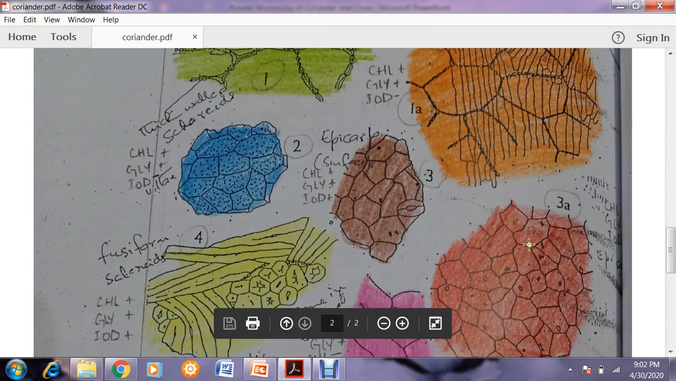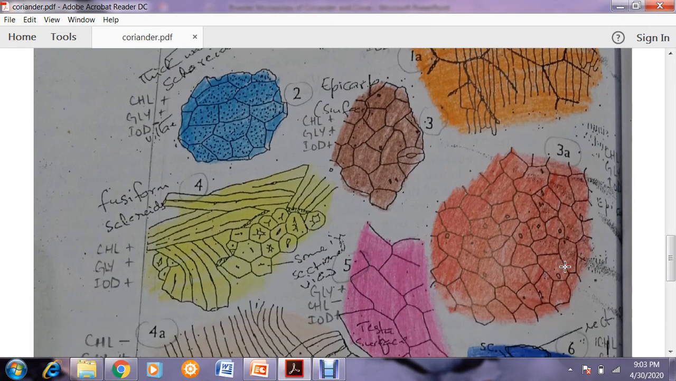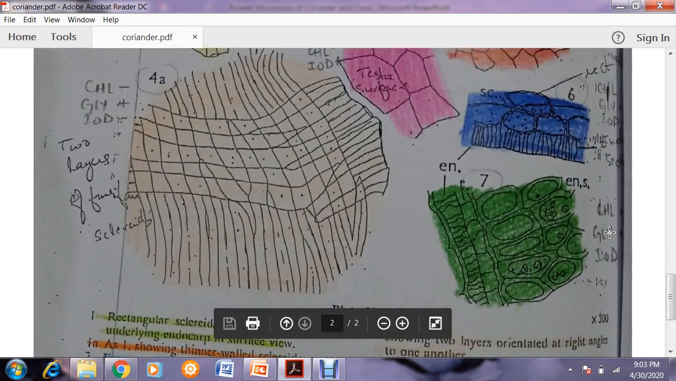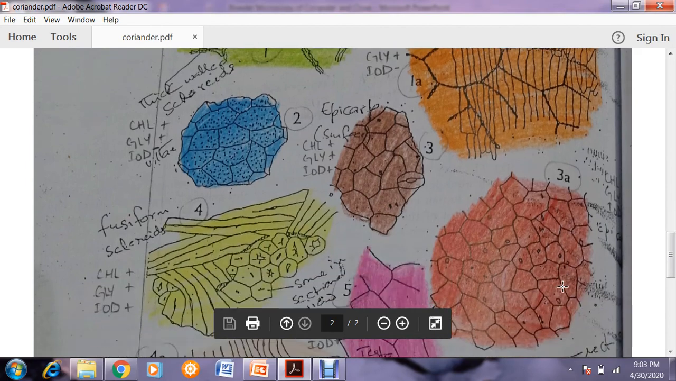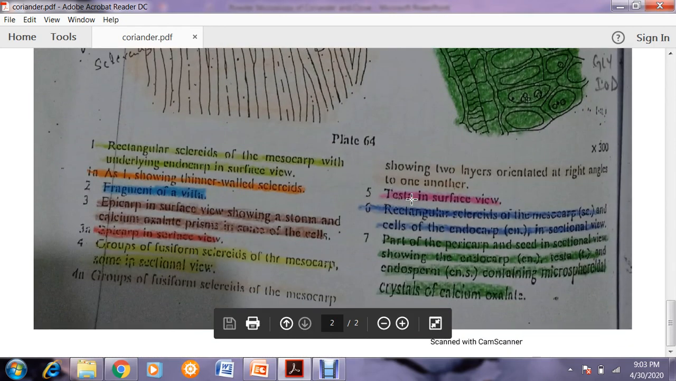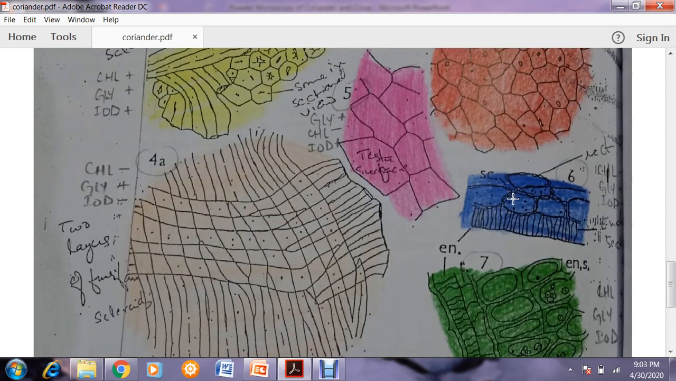After that, 3A is also there. The 3 was the epicarp, then 3A. What is this? 3A is the epicarp in the surface view. So these are the same thing. These cells are the same. Now number 5. This one. Number 5, testa in surface view.